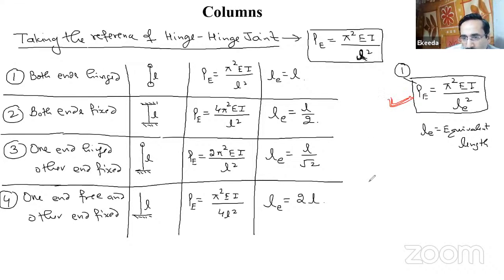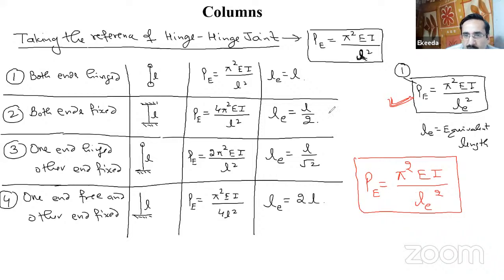This is our main formula. You have to remember only this formula: pi square EI upon LE square. And the equivalent length, you have to remember the equivalent length for each case, right? And the slenderness ratio we have already defined.